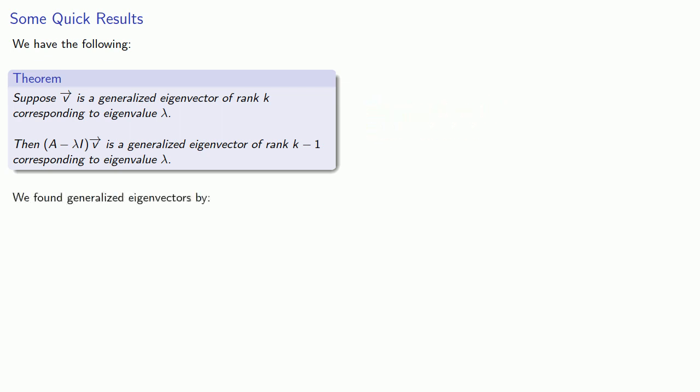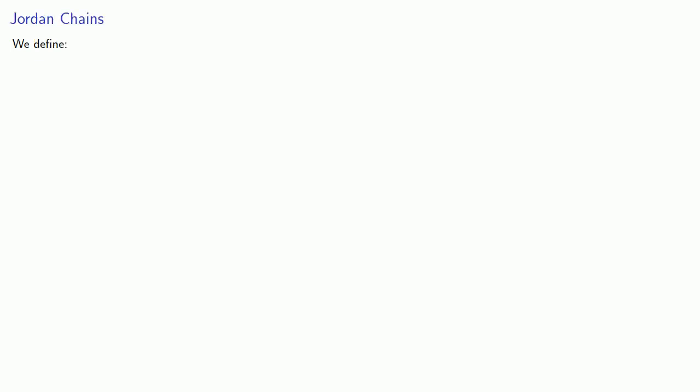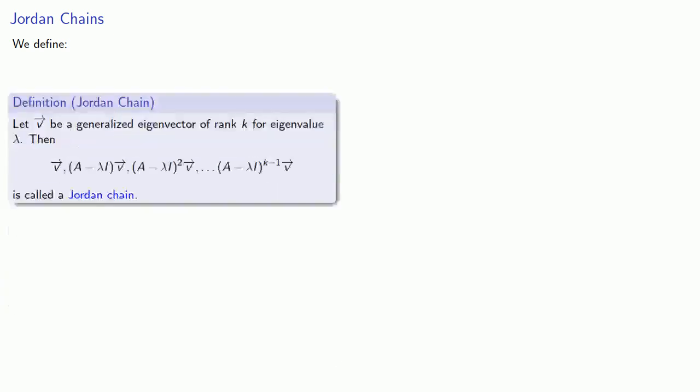Now, we found generalized eigenvectors by finding an eigenvector v and then solving for the vectors that map onto v, or the vectors that map onto a vector that maps onto v, and so on. And this gives us a sequence of vectors, and so we introduce the following idea.